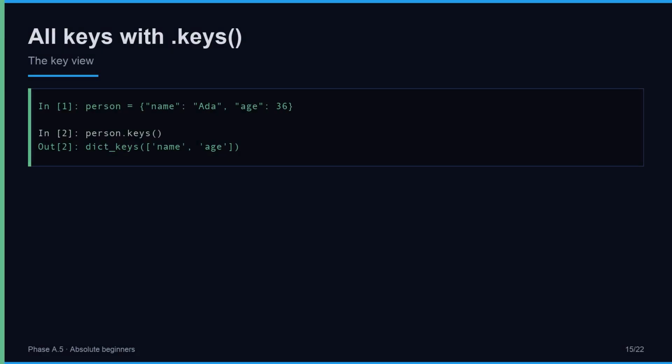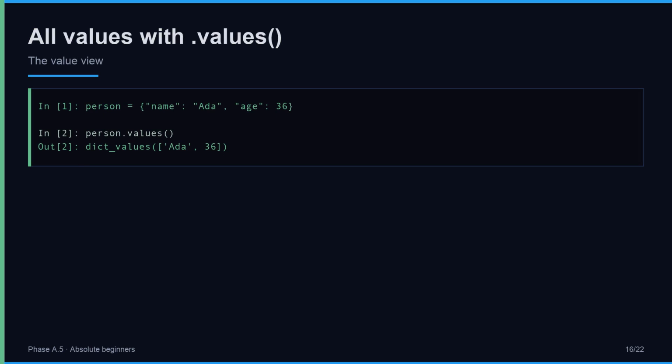Every dictionary can show you all its keys. person.keys() returns a view of all the keys, here name and age. We call it a view because it is not a real list, but it behaves like one when you loop over it. The order matches the order in which the keys were added. When you need to walk through every key in a dict, for example, to print them, keys is what you reach for. See every name.